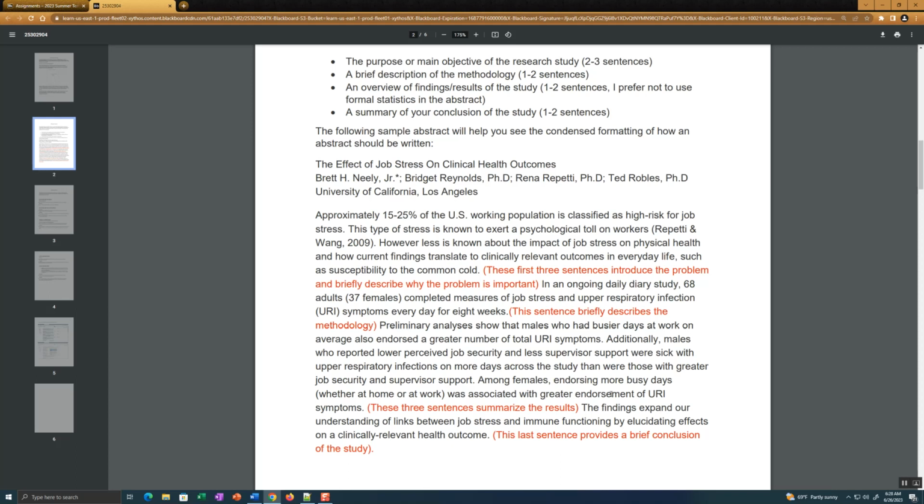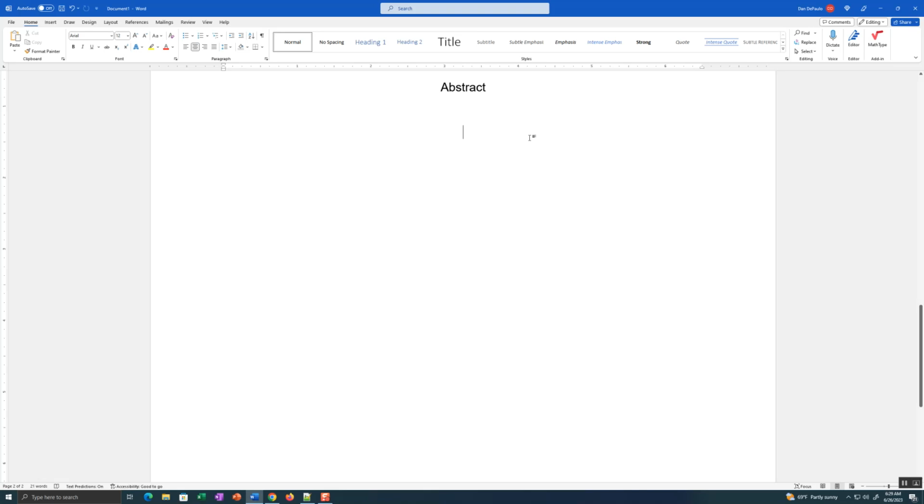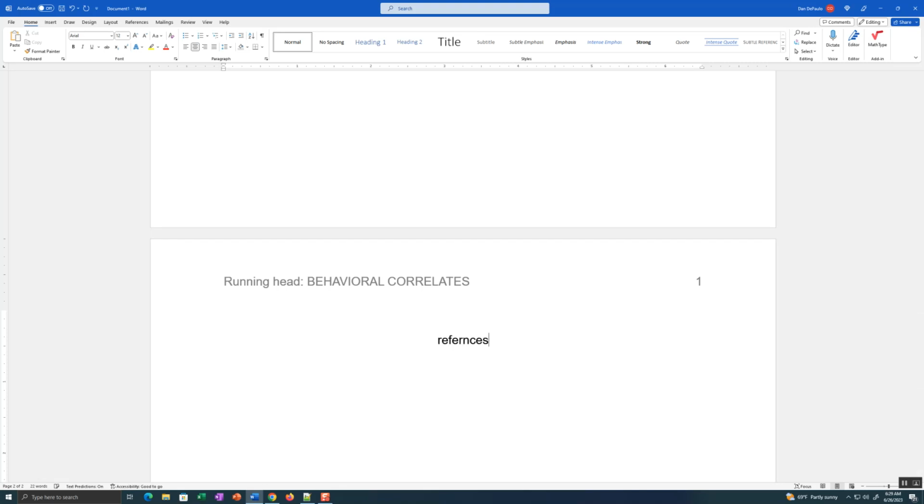Okay, so that's how you write the abstract. That's going to take a little bit of time to get down exactly how you want it worded. Now for the references. The references are always at the end. So if your second page is the abstract, you obviously have your introduction that follows. Then you have your method, then you have results, then you have your discussion. After your discussion, you're going to have a reference page. And you're going to call it References. Make sure the R is capitalized.